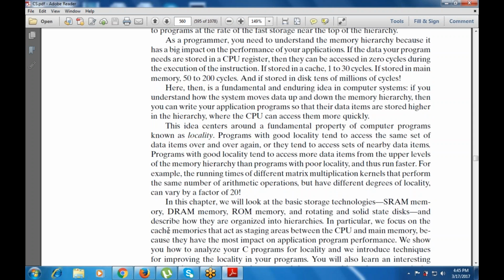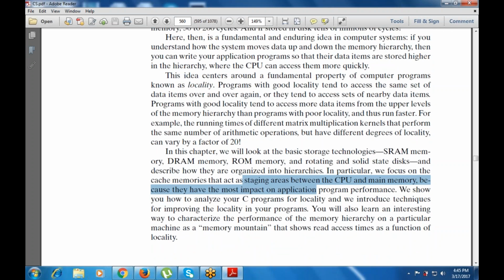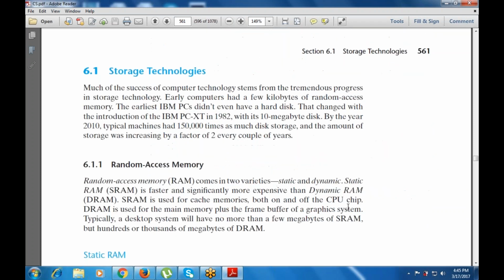In particular, we focus on the cache memory, which acts as a staging area between the CPU and the main memory, because it has the most important impact on application program performance. And we show you how to analyze your C programs for locality, and introduce techniques for improving locality in programs. Now, this is an interesting way to characterize the performance of the memory hierarchy on a particular machine, as a memory mountain that shows read access time as a function of locality. Read access time means the time taken to read or write the data.